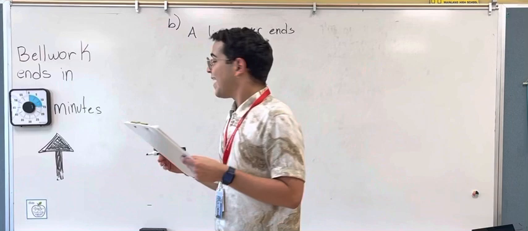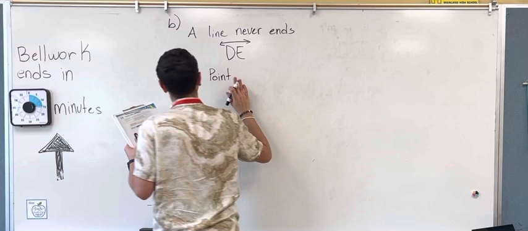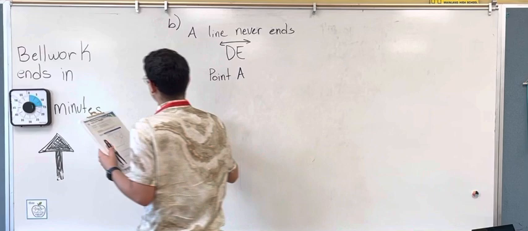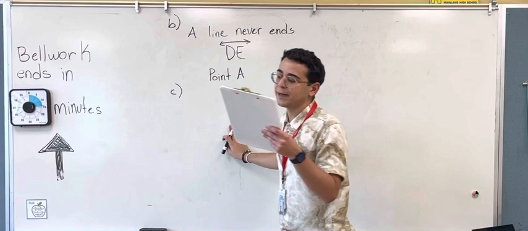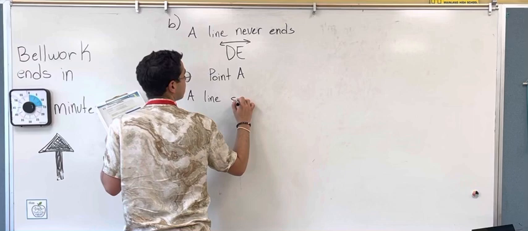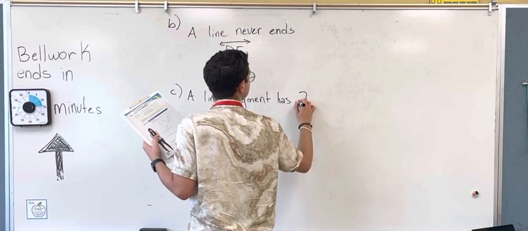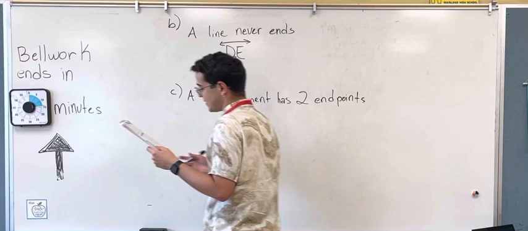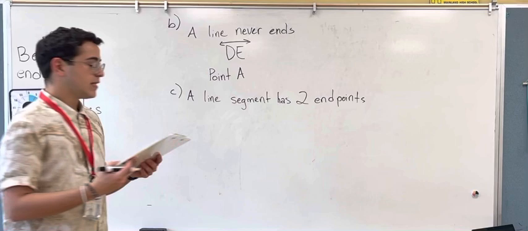And then point, what is a point on this? There's a bunch of them, but list one point from the square. Point A, excellent. Part C, what is the difference between a line and a line segment? A line segment has two endpoints. So where is a line segment in part A? That is correct. Line segment BC, and we write that with a line with no arrows.